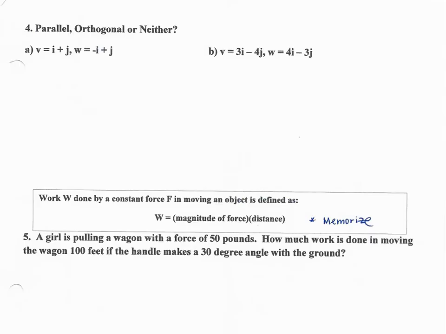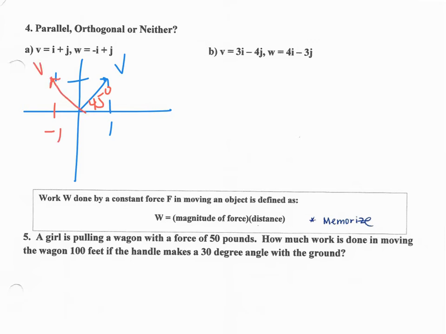Okay, so let's take a look. Parallel, orthogonal, or neither. Remember, you can say perpendicular. That's perfectly fine. So if I draw V, 1I, 1J, okay, V is going this way. Now, anytime you see a 1, 1, hopefully you're thinking 45, 45, 90. So let me go ahead and write that in. Okay, and then W is negative 1, 1. So W is going this way. And again, that one's a 45, 45, 90. So if I say parallel, orthogonal, or neither, we should say orthogonal for that one.